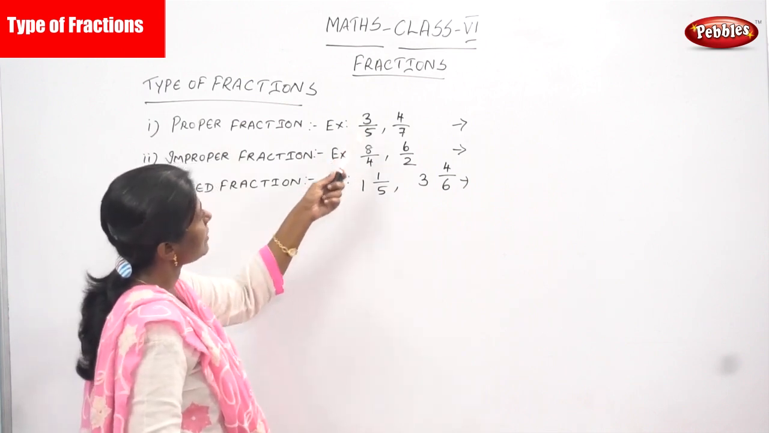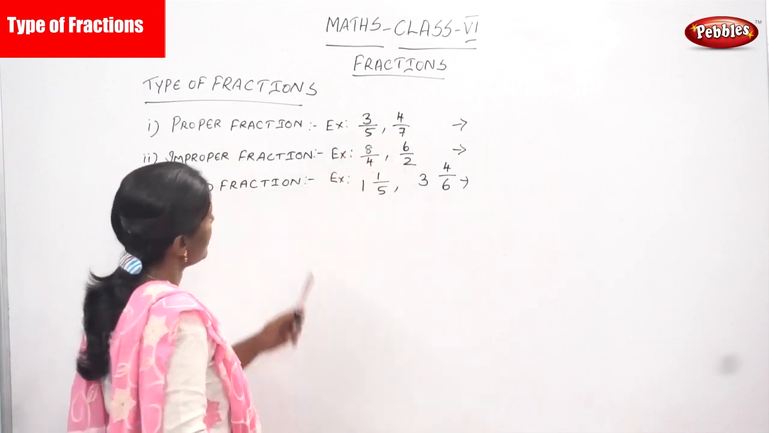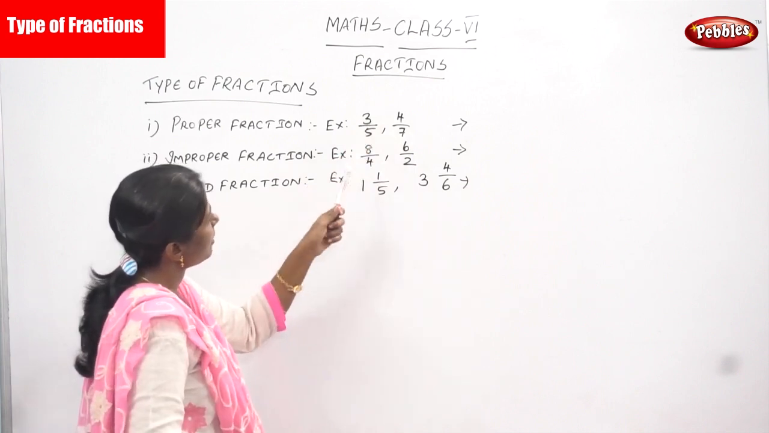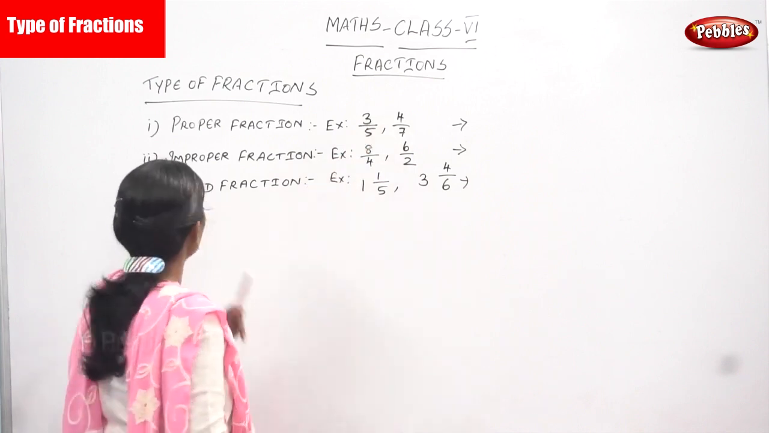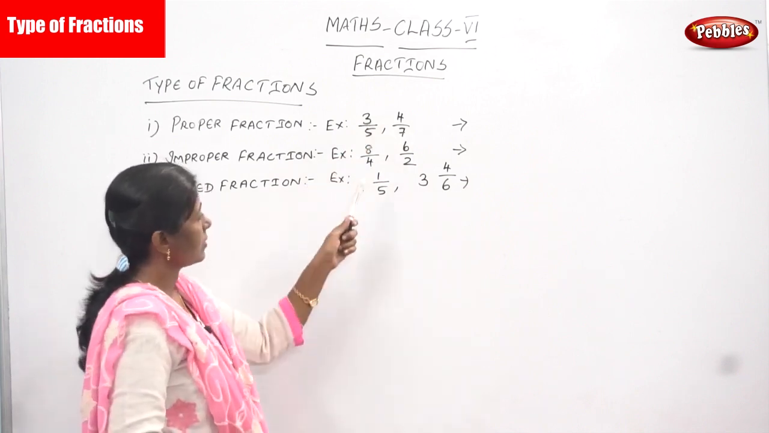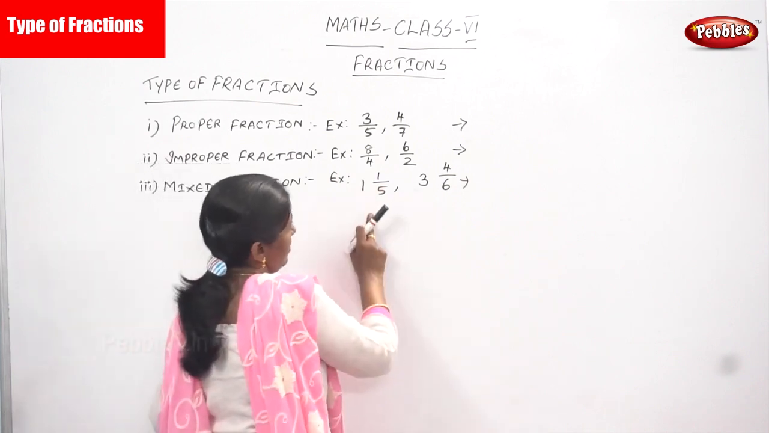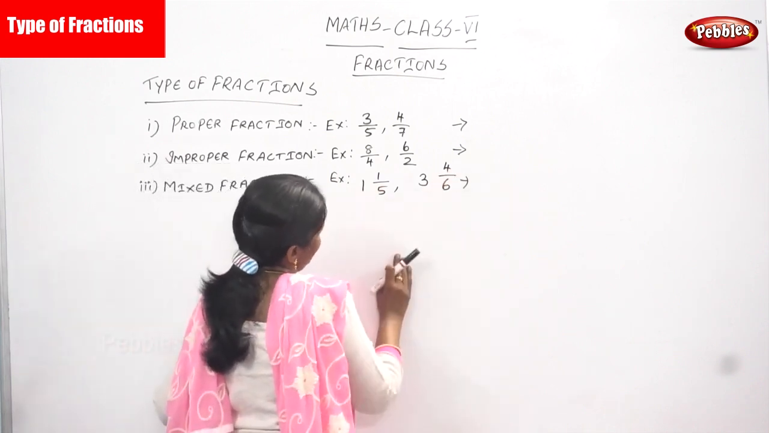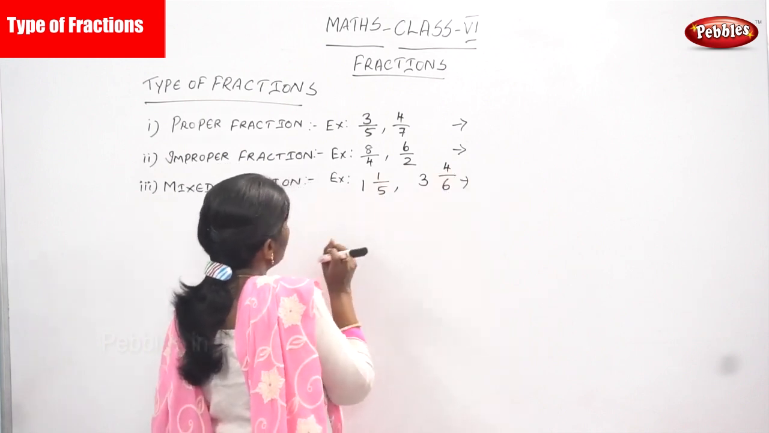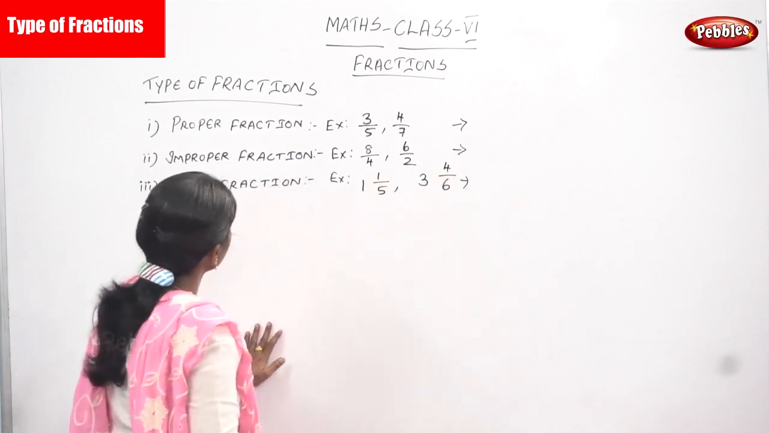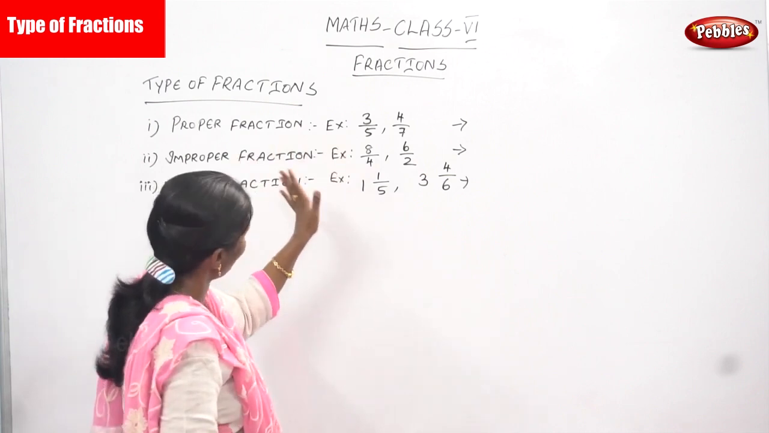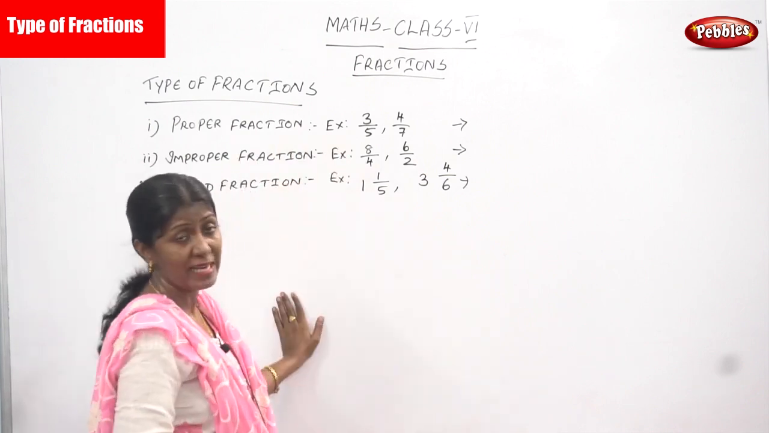Examples: proper fractions are 3 by 5, 4 by 7. Improper fractions are 8 by 4, 6 by 2. Mixed fractions are 1 and 1 by 5, and 3 and 4 by 6. See, these are the fraction types, and I have also given the examples.